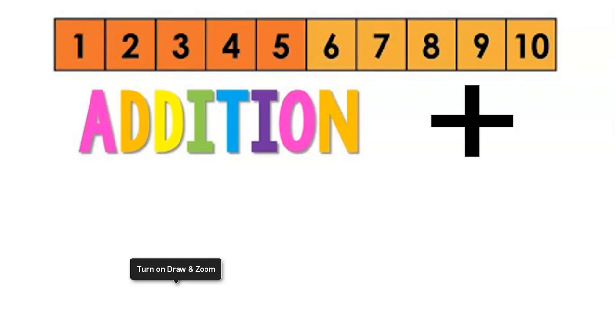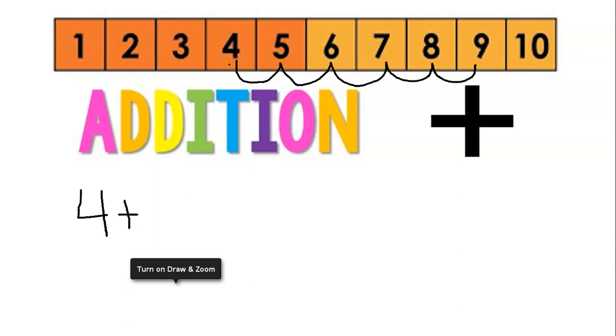All right, now let me start at 4. So if I'm starting at 4, we know that 4 is going to be the first number in my number sentence, and I'm jumping to the right, so then we know we are adding if we are jumping to the right on our number path. And I want to jump 5 spaces. 1, 2, 3, 4, 5.